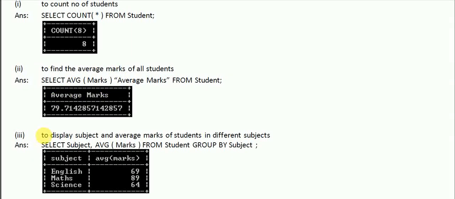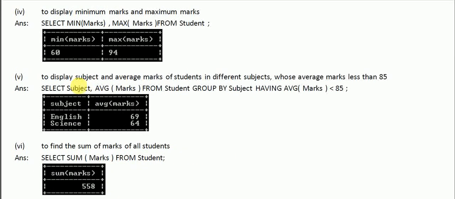The next one, to display the subject and average marks of students. So you want to display the subject wise average marks, so we will write select subject, average marks from student group by subject. So in the subject column we are making different groups. English will be one group, maths will be one group, and science will be one group, and we are finding out the average.